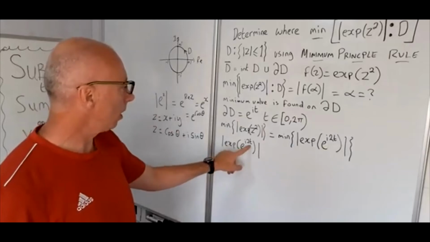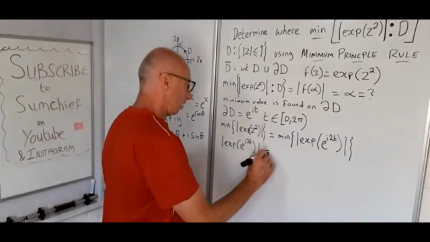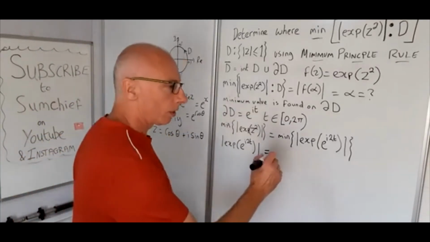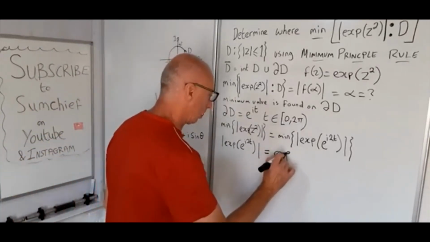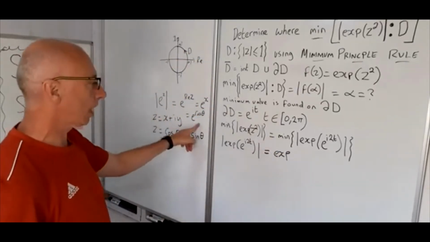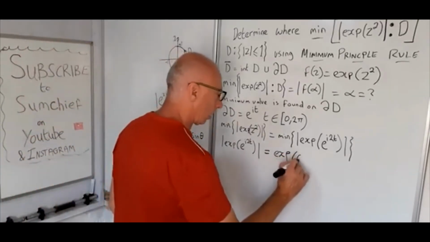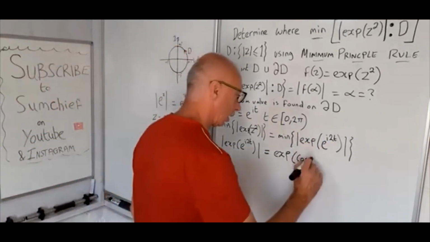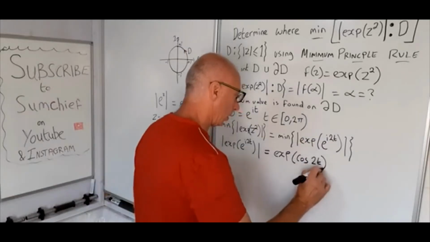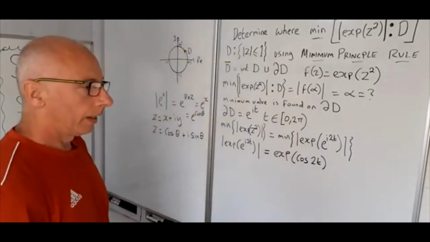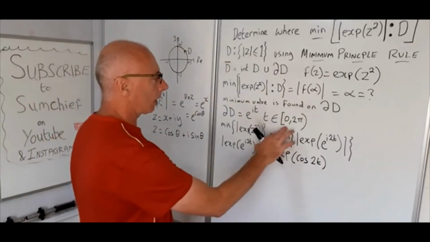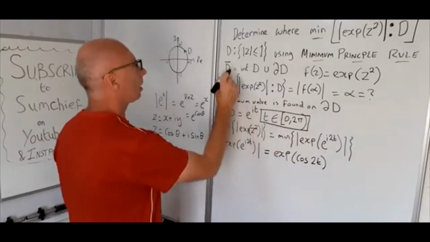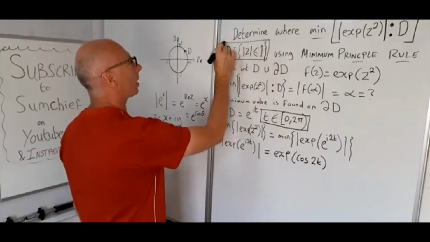So the exponential of e to the i 2t, using this law here, we can say that this is equal to the exponential, we don't need the modulus brackets anymore, of cosine. Now our theta here is just 2t, so it's the cosine of 2t. Okay, and again t is in the range of this set. This is our parameters for t. This is our parameters for D.